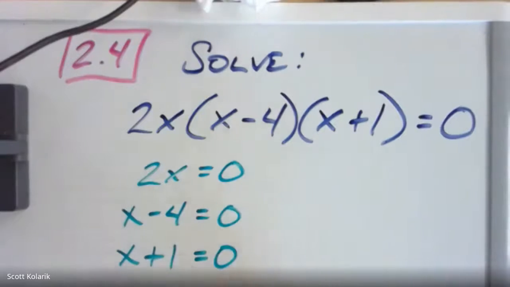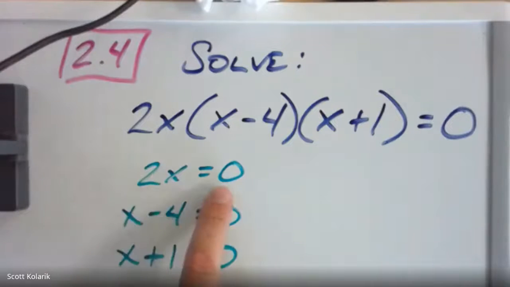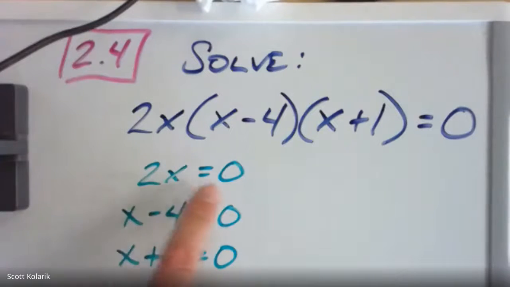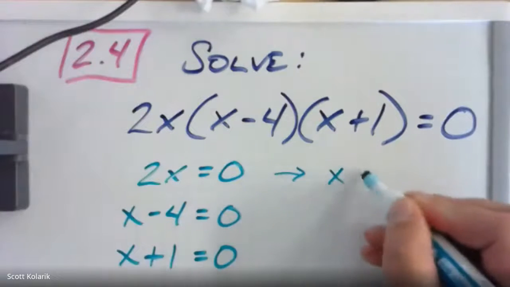Set each multiplied object equal to 0. And now what you're going to have is a bunch of one-step solution problems. In this case, if I want to solve for x, I would have to move this 2. This 2 would move by division. Divide both sides by 2. 0 divided by 2, I'm going to get x equals 0.